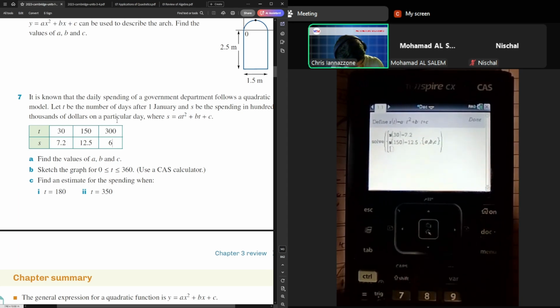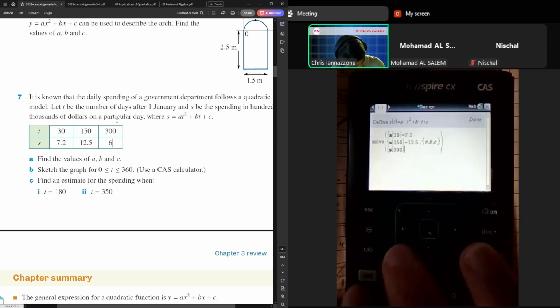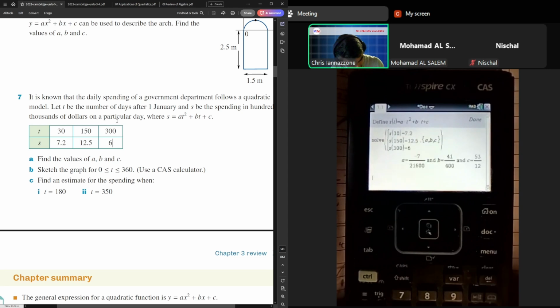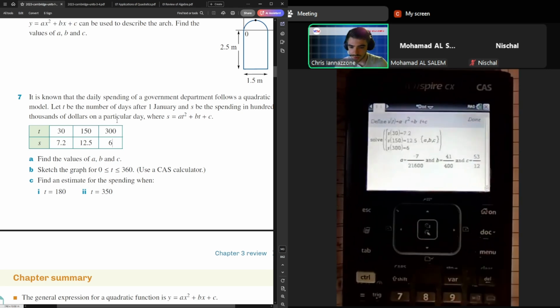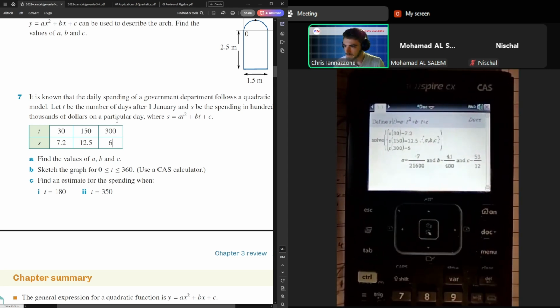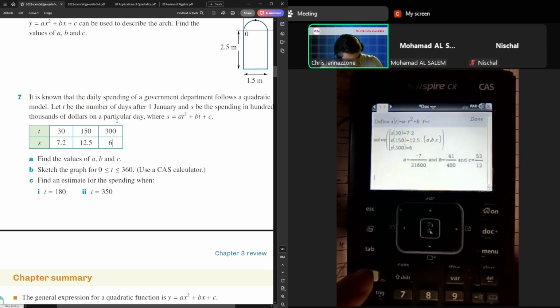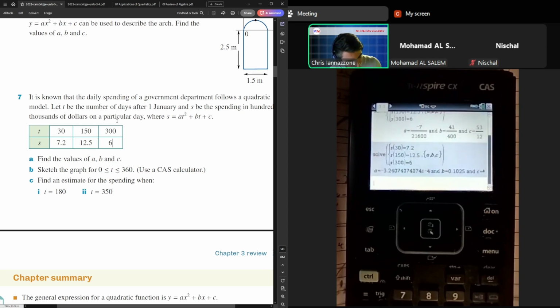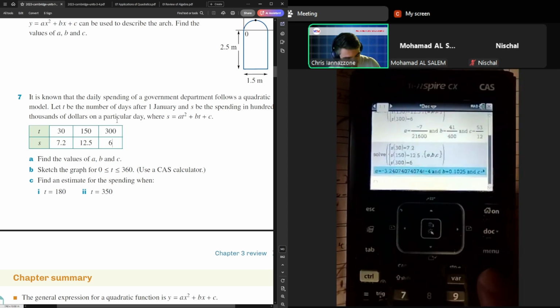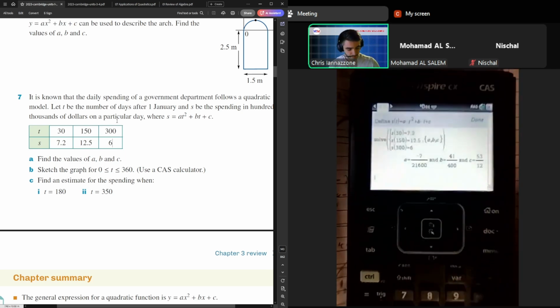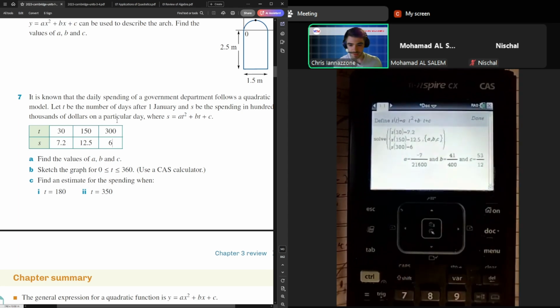So where's s? There it is. 300 equals 6. Hit enter. That's going to give you all the solutions you need. These are exact values. If they were required in decimals for whatever reason, control enter, and that'll give you a very nasty couple of numbers. But use the fractions. It's unlikely to ask for decimal places. That's your A, that's your B, that's your C.